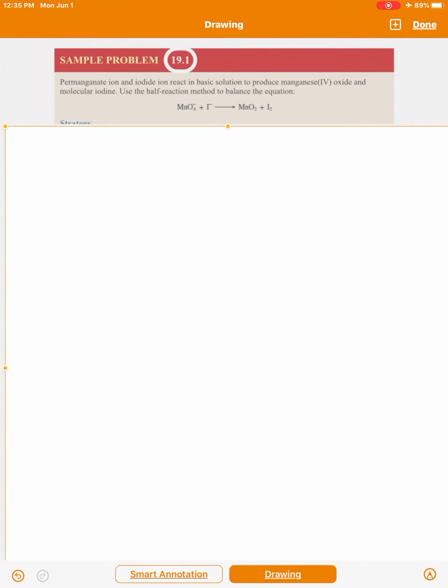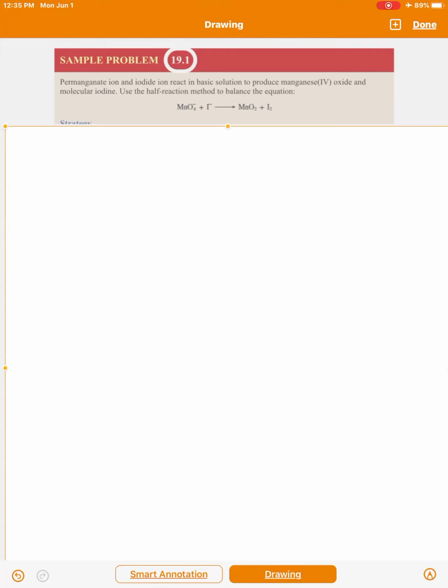Sample problem 19.1. Permanganate ion and iodide ion react in basic solution to produce manganese 4 oxide and molecular iodine. Use the half reaction method to balance the equation. Okay, so we're going to use the half reaction method. This is in basic solution, so there is an additional step at the end. So I'll identify it when we get to that point.